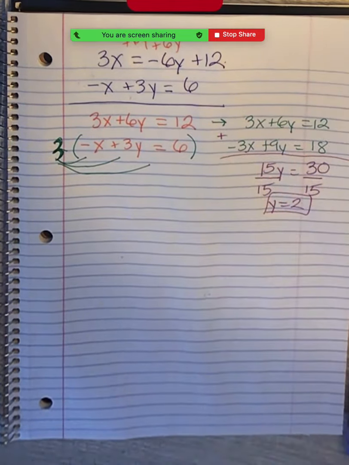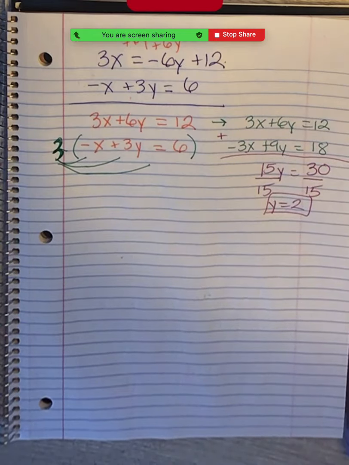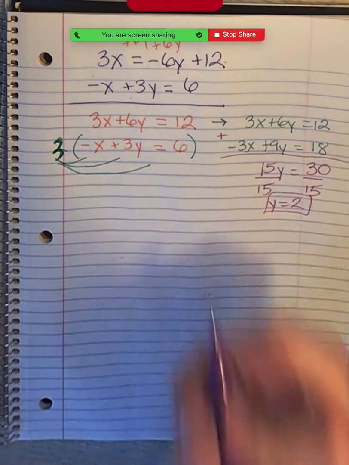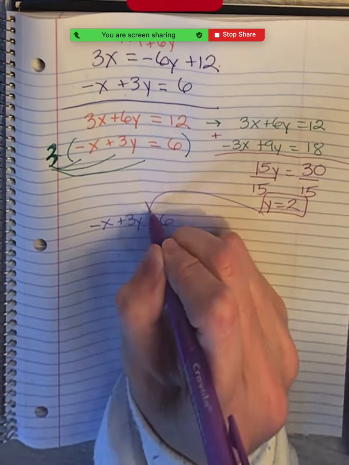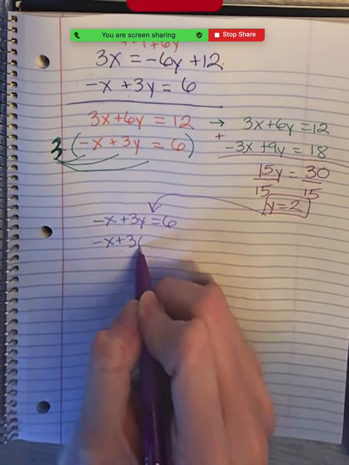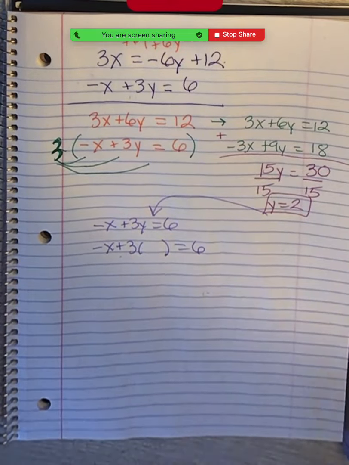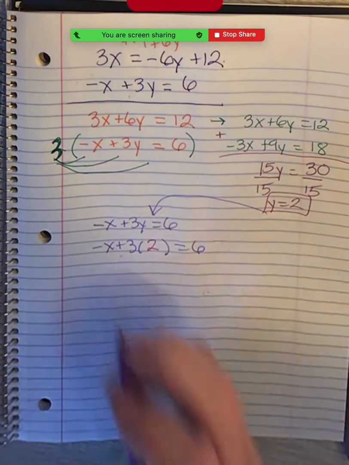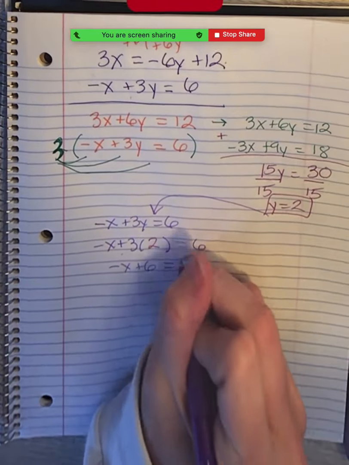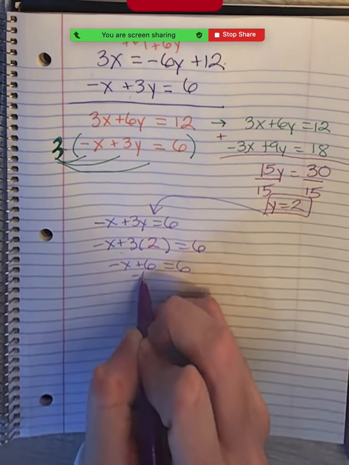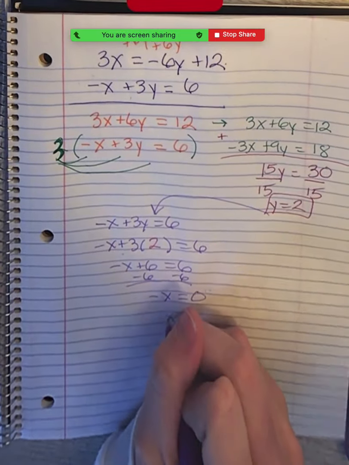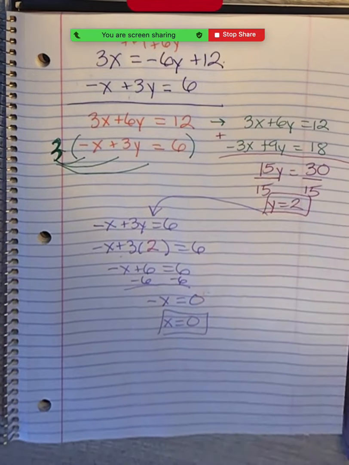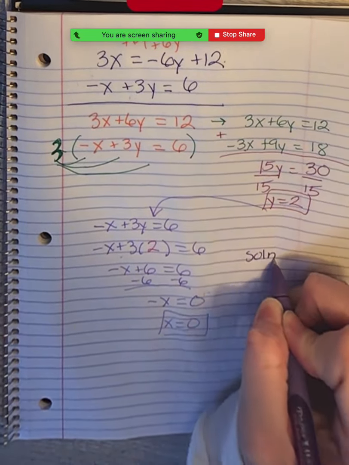Okay, then go back and solve for x. So I get -x plus 3y equals 6, but y is 2, so it's -x plus 3 times 2 equals 6. So -x plus 6 equals 6. Subtract 6 from both sides. I get negative x is 0, so positive x is 0. And your solution then is 0, 2.